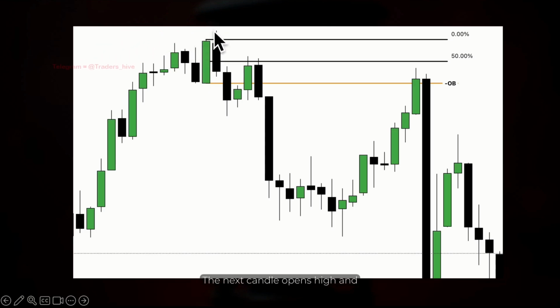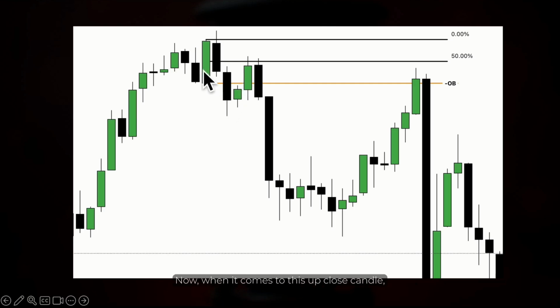The next candle opens high and then displaces towards the downside. Meaning, notice that we see the market trade below the low of this up close candle right here, which is also the open. Notice that we see a CSD form right here, which we'll get to in a bit. And we see the market retrace into this up close candle.